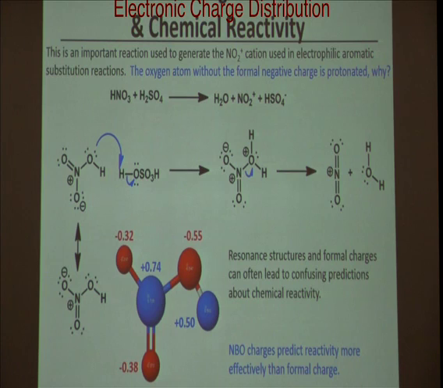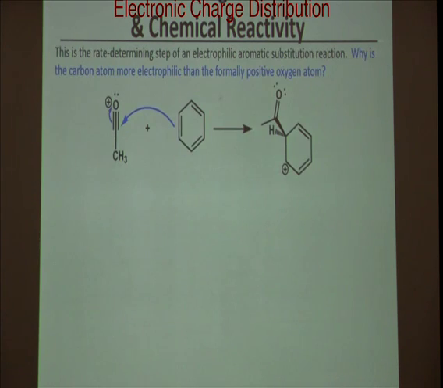You're going to do this reaction later in the semester, and this is a decomposition of a protonated nitric acid that you're going to need to be familiar with. And we can rationalize it much better by thinking about the NBO charges rather than the formal charges of the nitric acid. The second example I have here is also from an EAS reaction.